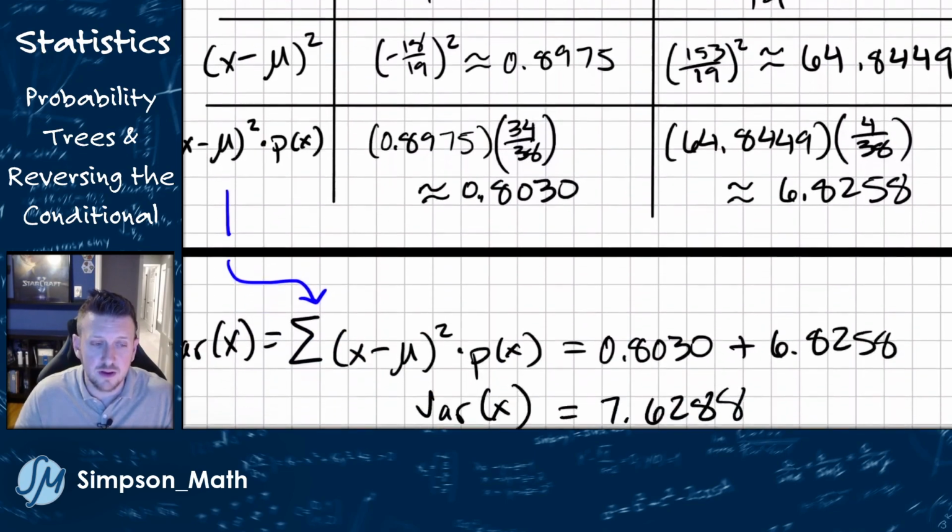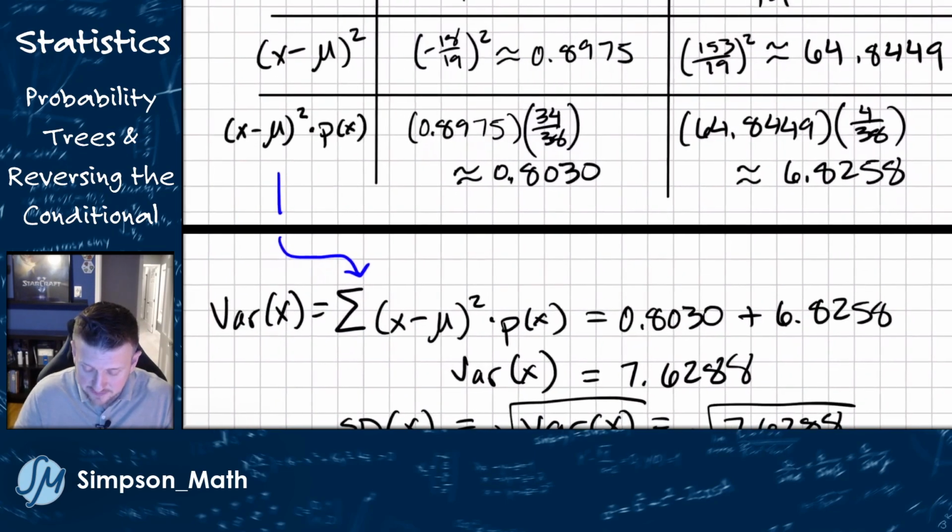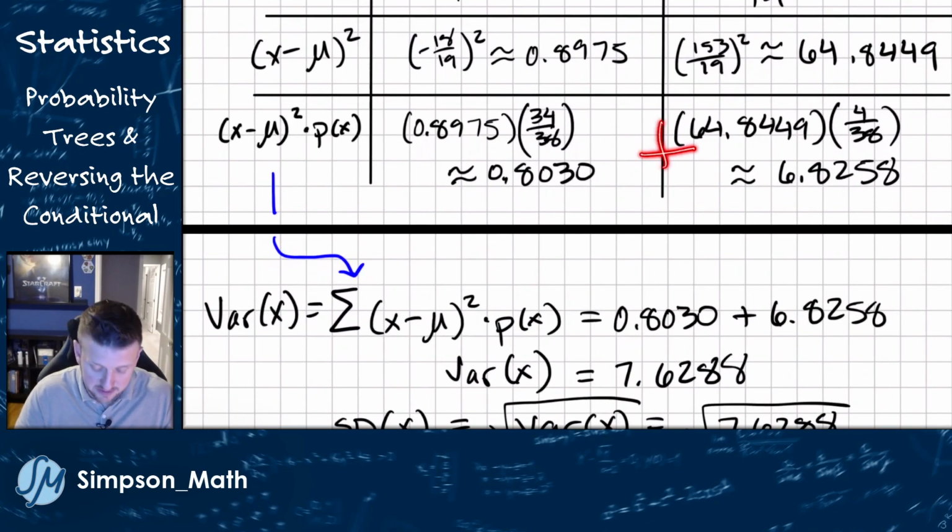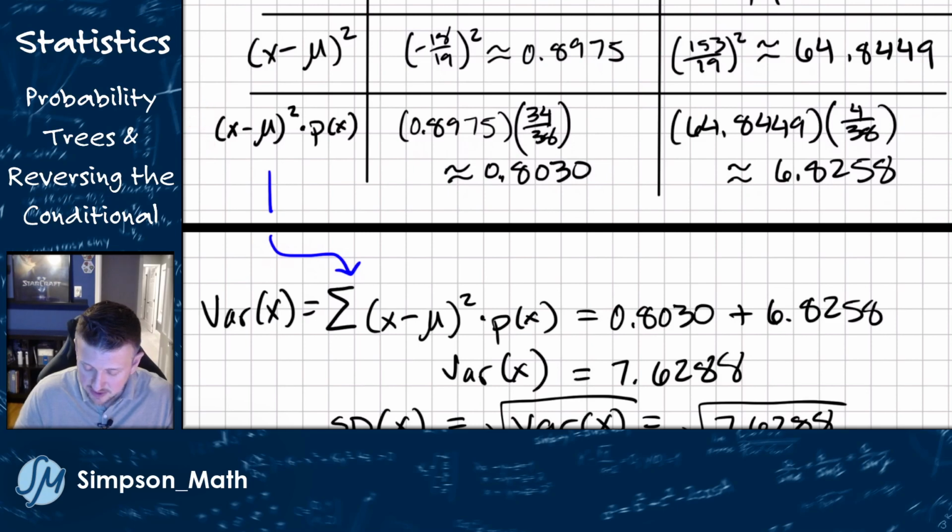All right, then to finish this up, to find my variance, I'm just going to add up all of these things. So follow the arrow down. It's going to be the sum of all of these. So that's this 0.8030 plus 6.8258. So we add those up, and that is my variance. So my variance is 7.6288. But the problem is this is dollars squared.